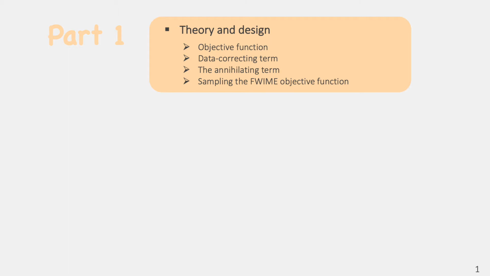More specifically, we saw in the previous video how we constructed our objective function. We introduced two features, first the data correcting term, and then the annihilating term. In this presentation, we're going to explain the role of the data fitting term in FWIME and how we compute it.